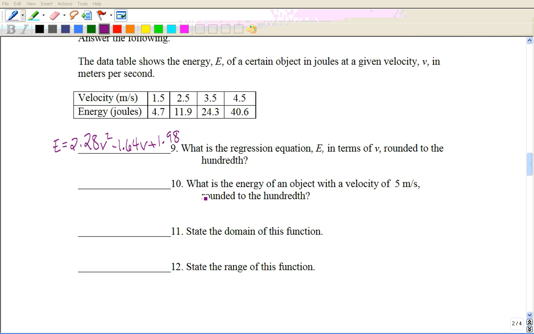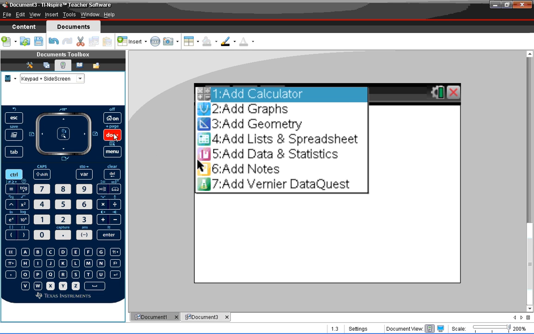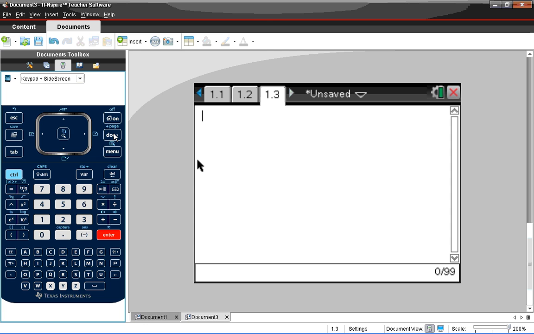Okay, so number 10. What is the energy of an object with a velocity of 5 meters per second rounded to the hundredths place? If it has a velocity of 5 meters per second, that's what we're going to plug in for V, or if you used X and Y, you would plug it in for X. So I'm going to go back over to my calculator, and because I've got my equation already written down, I'm going to go to Control Doc, and add a calculator so that I can plug this in.